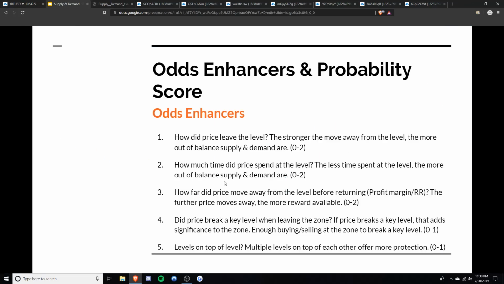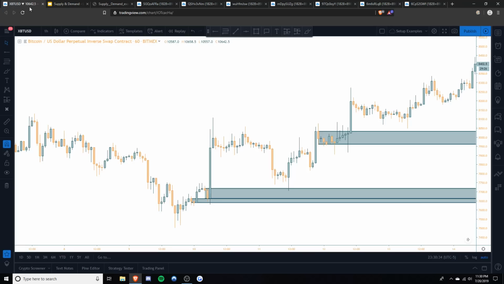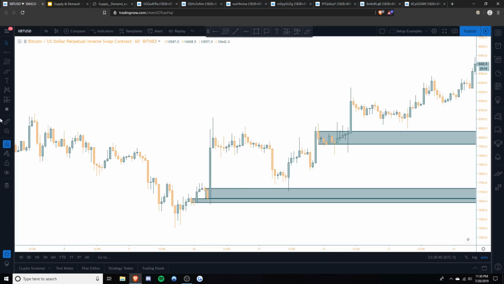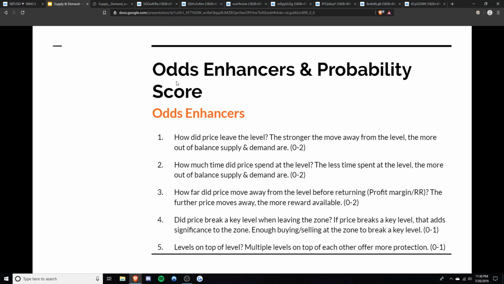So let me get back to that. How far did price move away from the level before returning? So we gave this a 2. Yeah, we gave both of these a 2, so we're at a 4. Wait, hold on. How far did price move away from the level? Yeah, sorry, I'm all over the place right now. So we have about a 5% move. So not bad. I will give that a 1. So we're sitting at a 5. So this is a tradable zone.